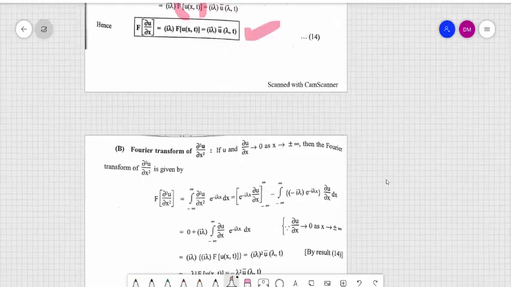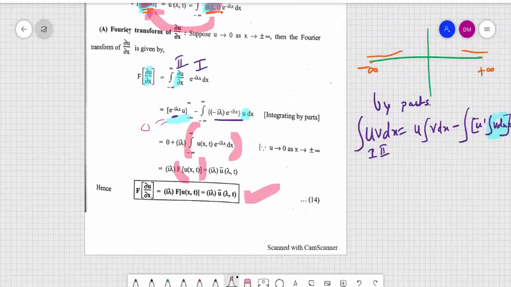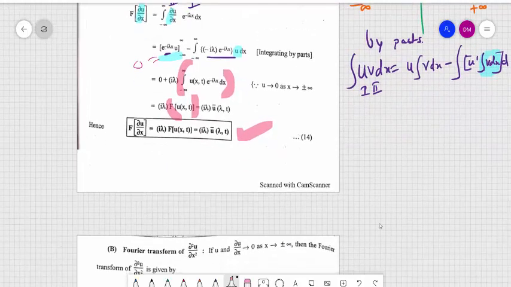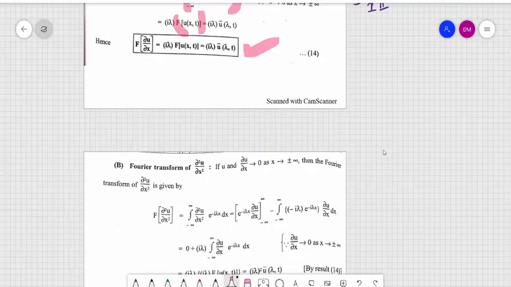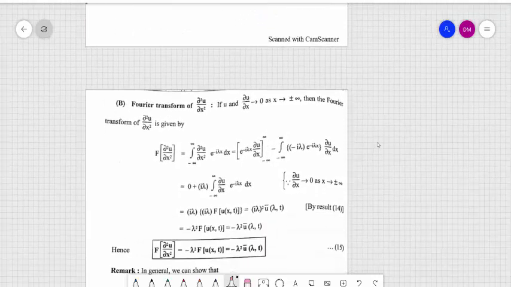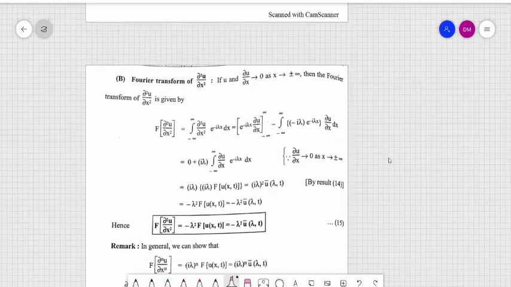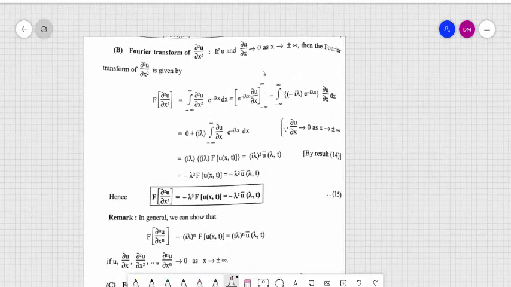In the previous part, we used the assumption that when x goes to infinity or minus infinity, u always tends to 0. In the same way, we have to use the assumption that as x tends to infinity or minus infinity, not only u goes towards 0, but its derivative with respect to x also tends to 0. These two assumptions we have to use to obtain the Fourier transform.